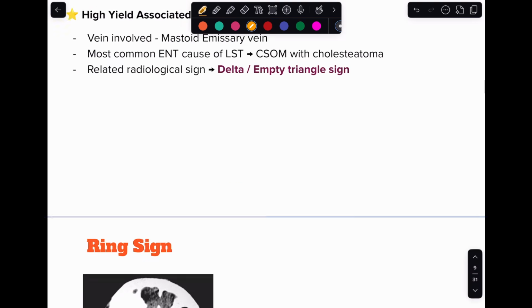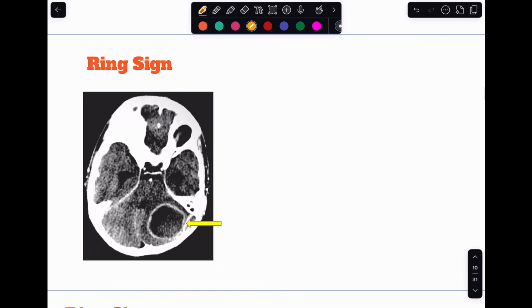Coming to our next sign, we have the ring sign. Now, what is ring sign? So, first of all, this is a radiological sign. We usually see it in a contrast enhanced CT or MRI of the brain.